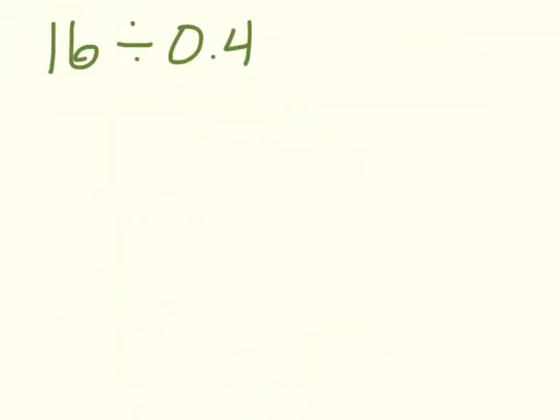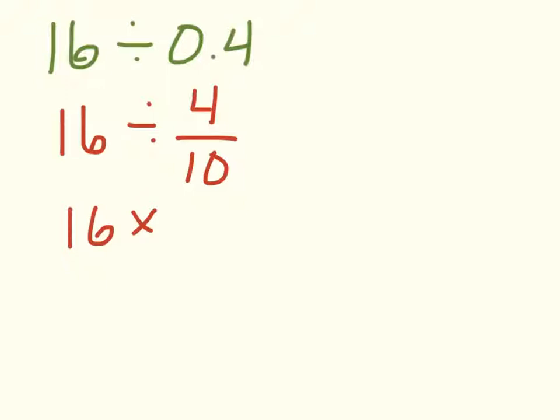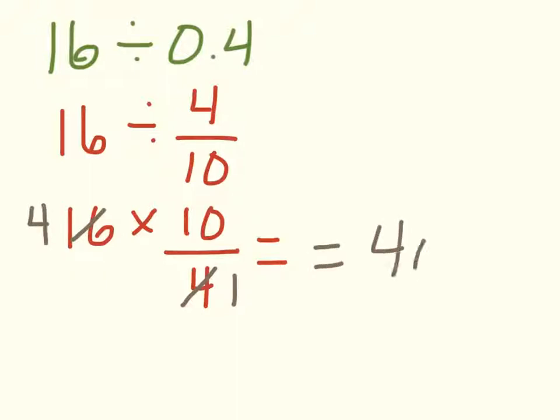Let's try another problem. 16 divided by 4/10. We can rewrite this problem as 16 divided by 4 over 10. We can then use our knowledge of dividing fractions to understand that we can multiply by the reciprocal. We can cross-reduce, giving us 4 and 1, and we come up with an answer of 40. 16 divided by 4/10 equals 40.